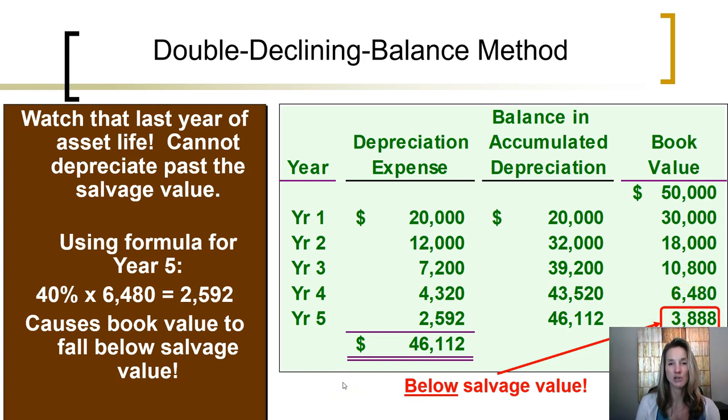If we were to just do the formula in year 5, we would take our declining balance rate of 40% and multiply it by year 5's beginning book value. We ended year 4 with a book value of $6,480 and started year 5 with a book value of $6,480, which gives $2,592. If we were to record that much depreciation expense in year 5, we would cause the book value to fall below the $5,000 salvage value.